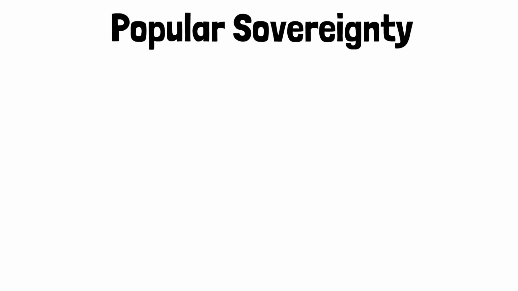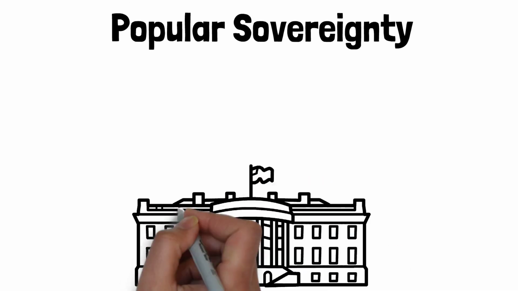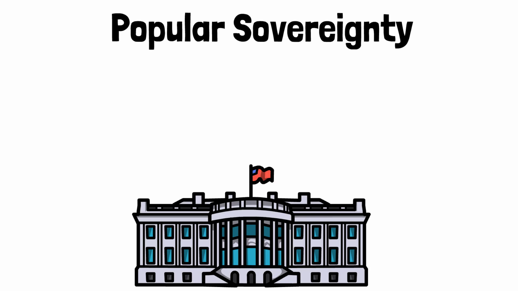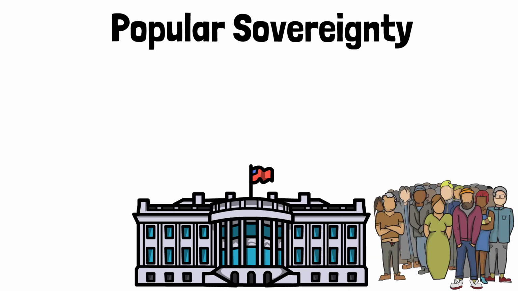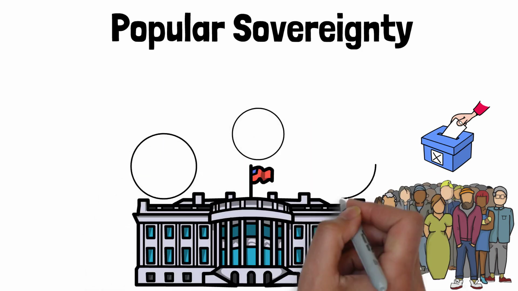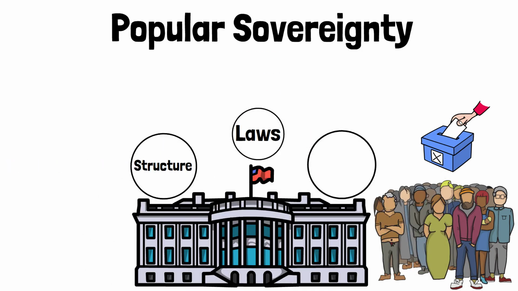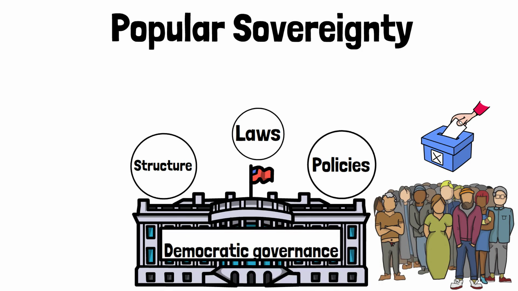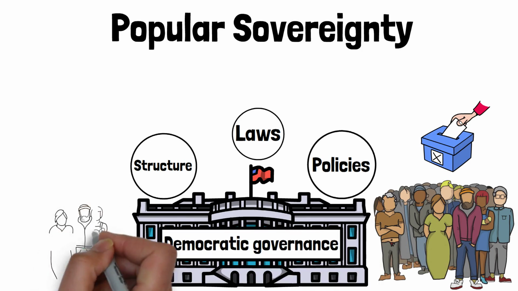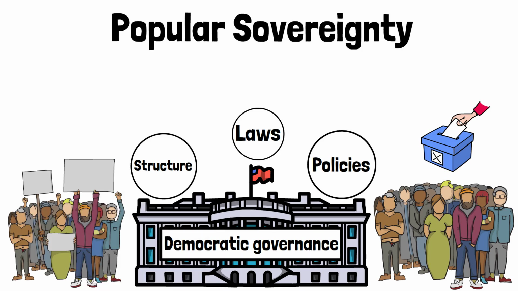Popular sovereignty is the principle that the authority of a government is created and sustained by the consent of its people through their elected representatives. It emphasizes the role of the population in shaping the structure, laws, and policies of a government. This idea forms the foundation of democratic governance, where the will of the majority guides the course of a state.